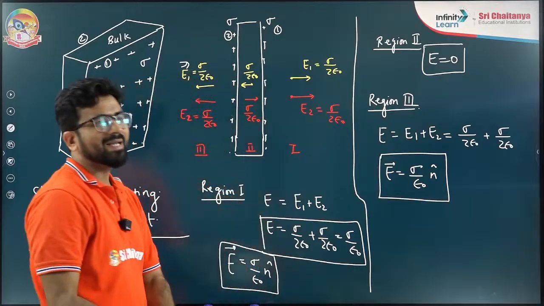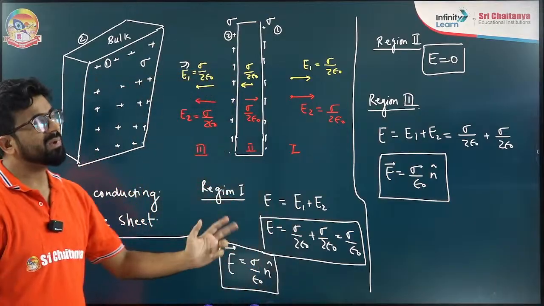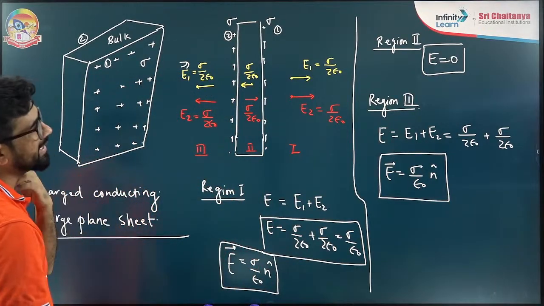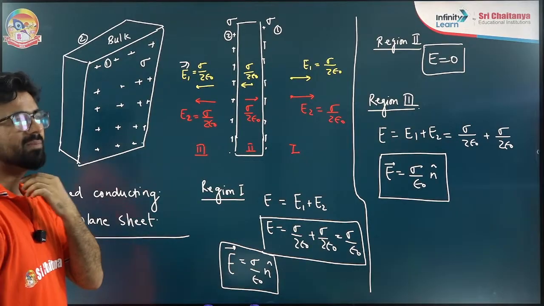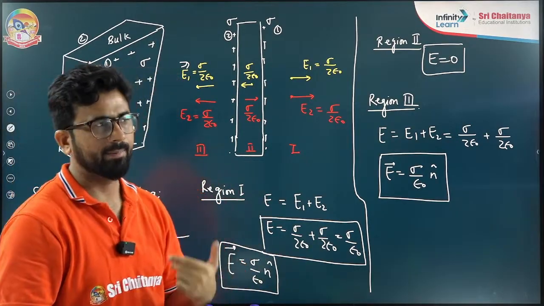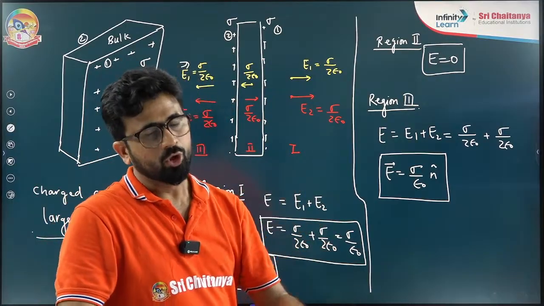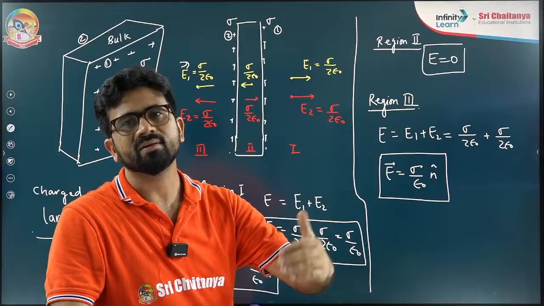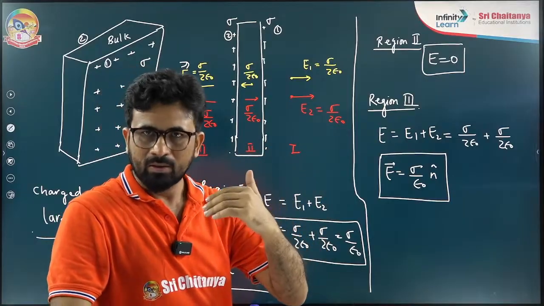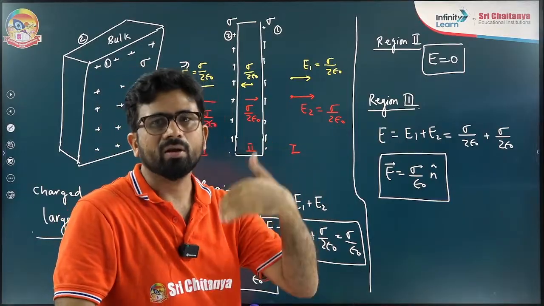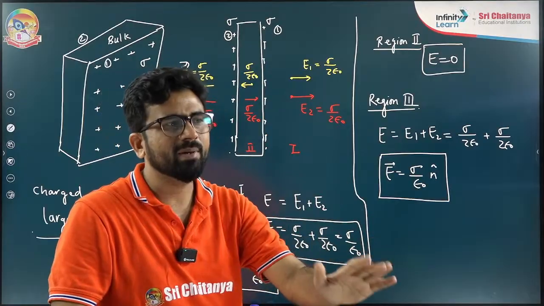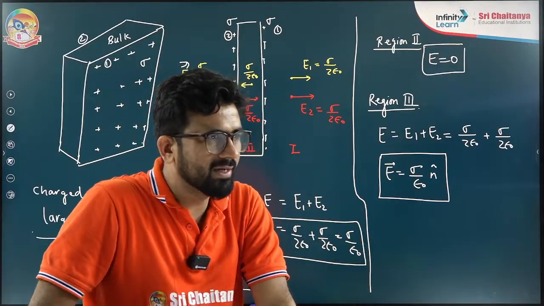So due to a conducting sheet, what is the field? Sigma by epsilon naught. Due to a non-conducting sheet, the field is sigma by 2 epsilon naught. I am repeating again: conducting, sigma by epsilon naught; non-conducting, sigma by 2 epsilon naught. Very basic, you have to remember it. Is it clear to everyone?